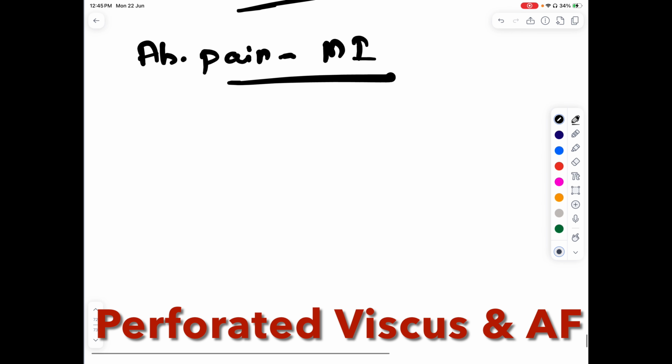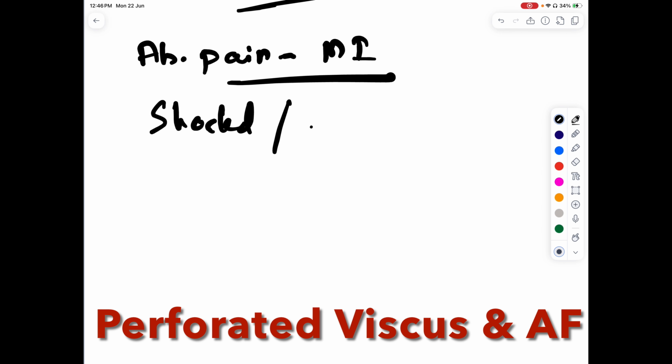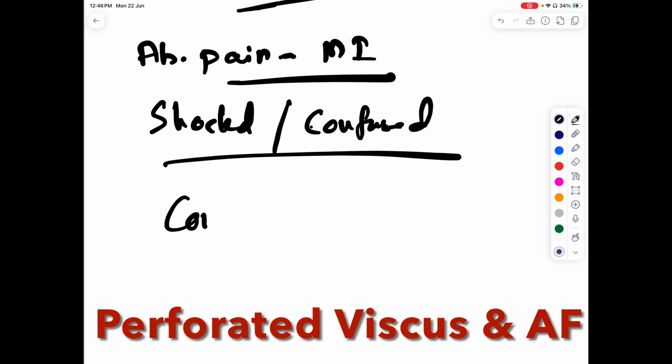Then how to take the consent? If the patient is shocked and confused, an old man, shocked and confused, then the issue of consent should not come in. So consent form number 4, two consultants can sign for the benefit of the patient.